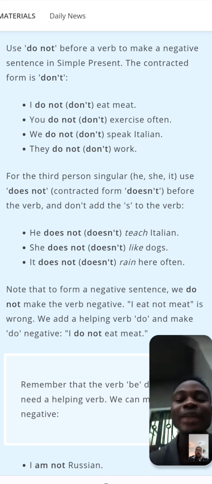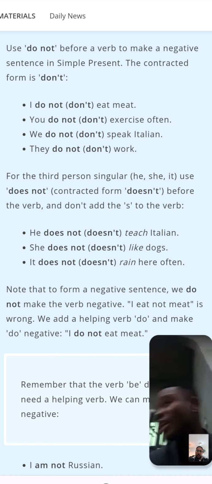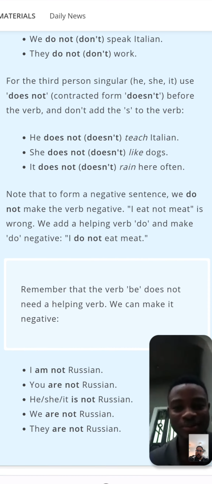For example, I do not eat meat. Short form, I don't eat meat. You do not exercise often. I don't exercise often. We do not speak Italian. We don't speak Italian. They do not work. They don't work. Now, for the third person singular, he, she, it, we use does not.